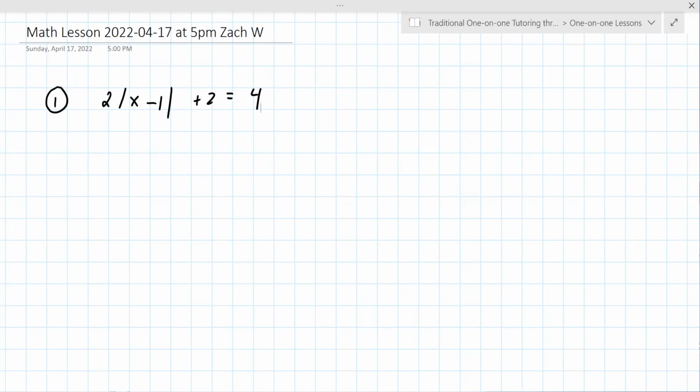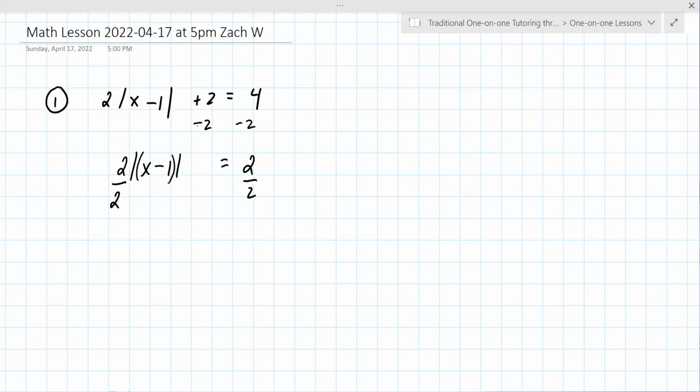Solve something like this. Would I have to subtract the 2? Yeah, you subtract this 2 on the right. So that gives you 2 absolute value x minus 1 equals 2. And then do you divide all of it by 2? Yeah, well, you divide. The absolute value is kind of like double parentheses.